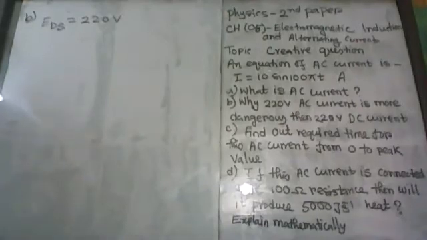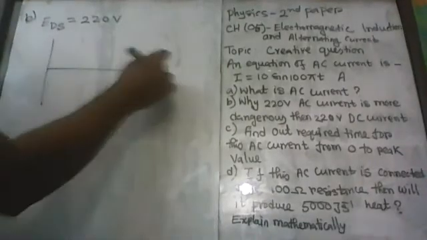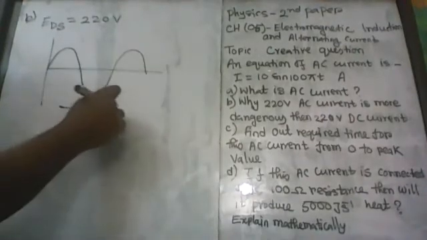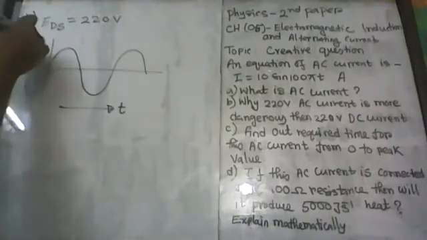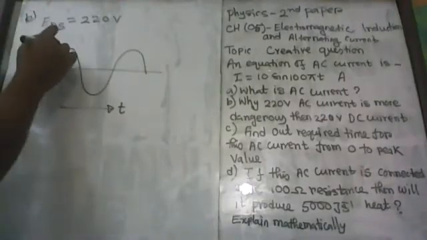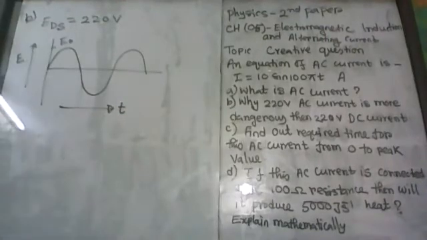But when you say it is 220 volt AC current, you must consider that the graphical presentation of AC current is just like this. This axis indicates time, and this axis indicates AC voltage. This AC voltage has a maximum or peak value, and this peak value is denoted by E naught.